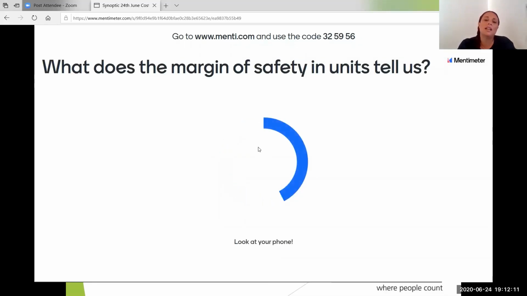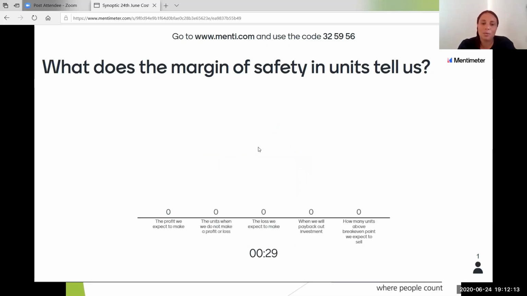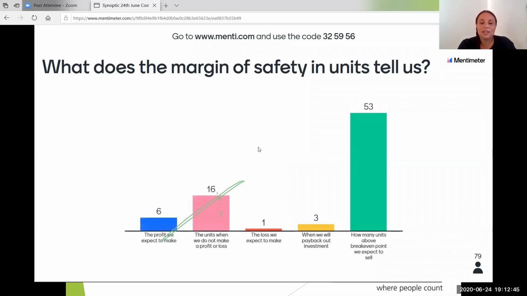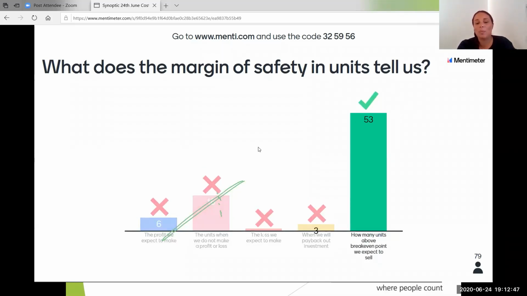What does the margin of safety in units tell us? So why do we need to know it? So the profit we expect to make, the units we do when we do not make a profit or loss, the loss we expect to make, when we will pay back our investment, or how many units above the break-even point we expect to sell. So 1 out of 5 is correct. So you've got 10 seconds. If you're not sure, take a guess out of those 5. Good, brilliant, perfect. 53 people getting that correct.